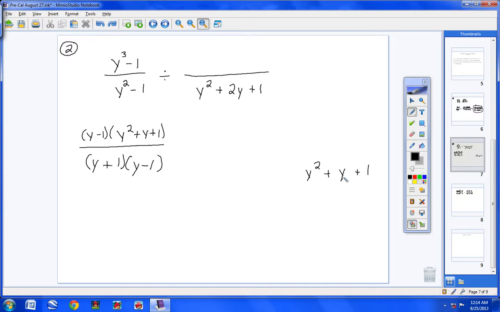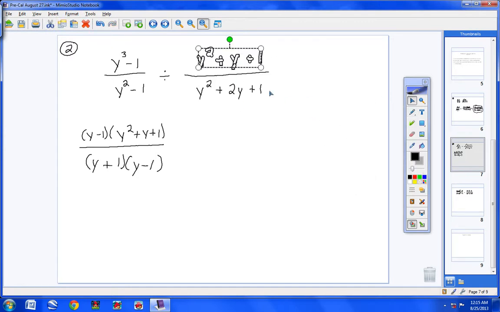Now listen to me, students. I can't think of any numbers that when you multiply them together you get 1, and when you add them together you also get a positive 1. I think of 1 times 1, positive times a positive, but when you add those you do not get a positive 1. This is not factorable, so that happens sometimes, no big deal. This trinomial is not factorable, so we'll put it back up here.